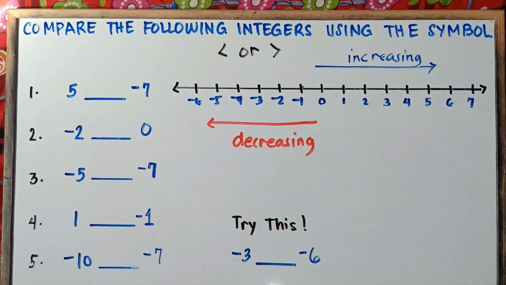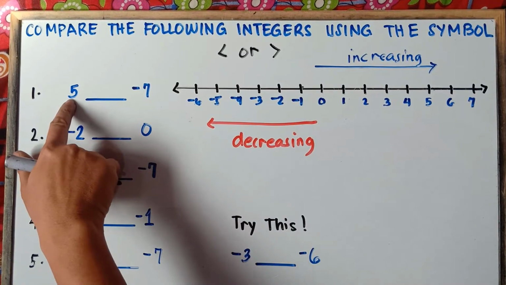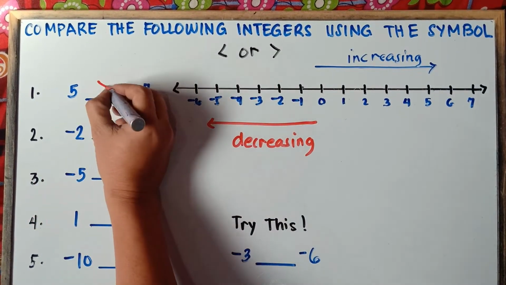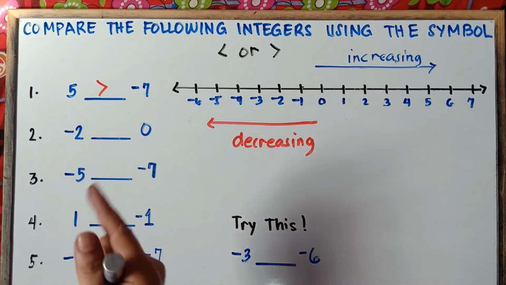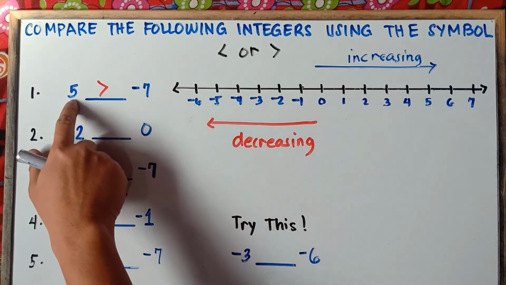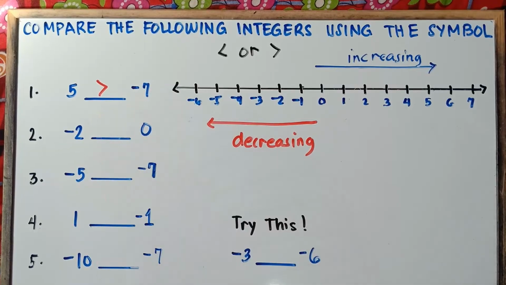So therefore, we can say that for number 1, our answer is positive 5 is greater than negative 7, because all positive numbers must be greater than a negative number.